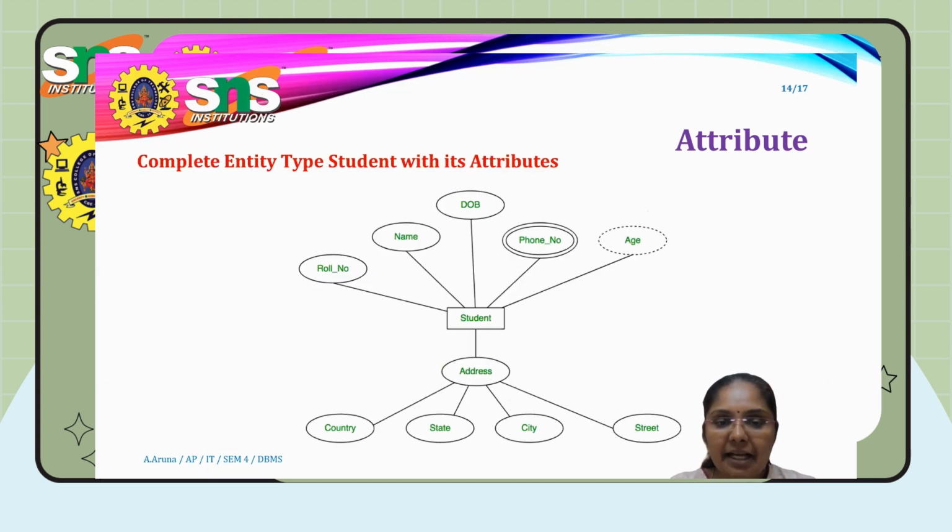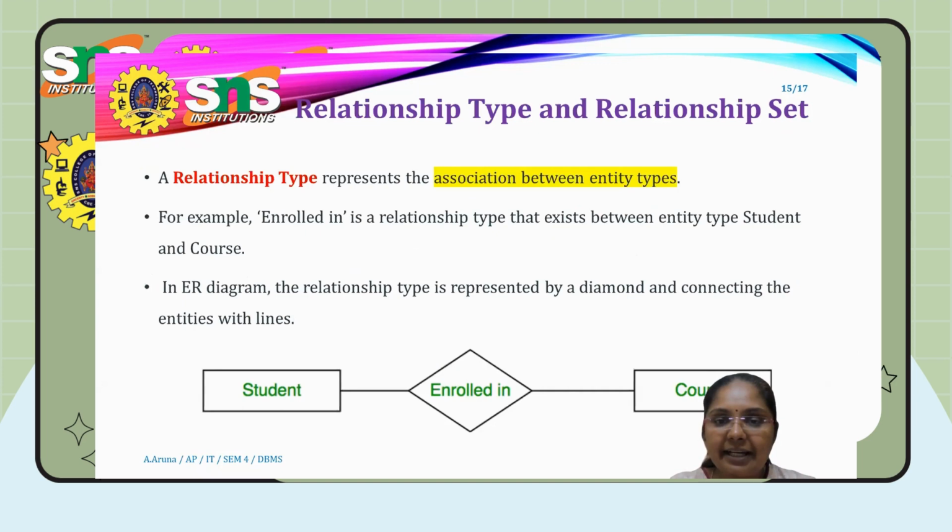The next thing is how we represent a complete entity type with its attributes. Student is my entity, and these are my attributes. I join them together like this. The next thing is the relationship type, which we're going to see in my next video. So this is how we represent an entity and its attributes.